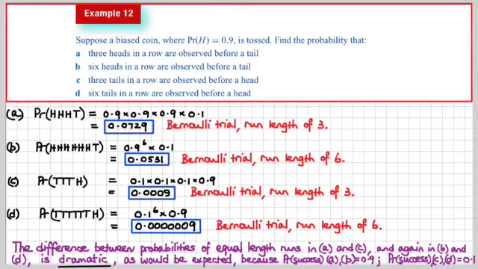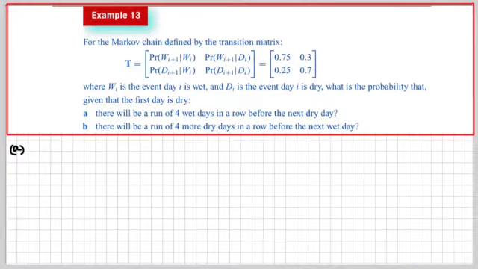Now, the difference between probabilities of equal length runs in A and C, that's high probability, low probability, run length 3, and again in B and D, so that was high probability, run length 6, low probability, run length 6, is dramatic. It certainly is dramatic, as would be expected, because the probability of success in A and B was 0.9, and the probability of success in C and D is 0.1 for a Bernoulli trial situation.